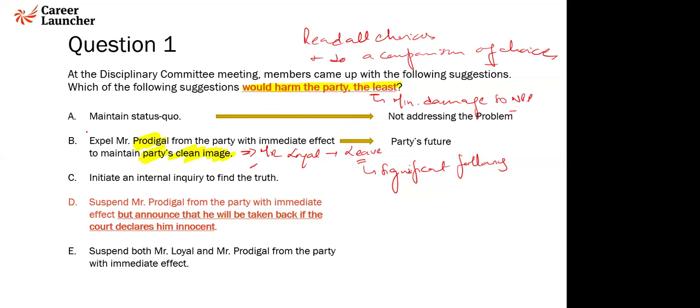They will harm the party, but if I have to choose between A and B, I will go for A. A is a better option as compared to B. Choice C, initiate an internal inquiry to find the truth.